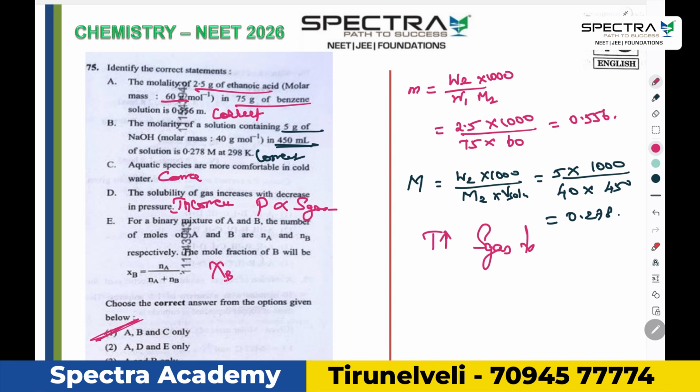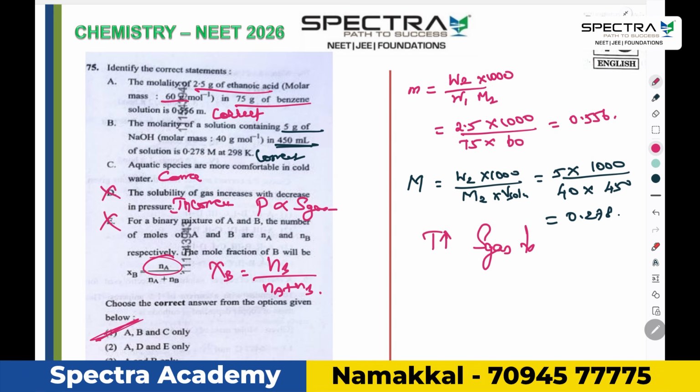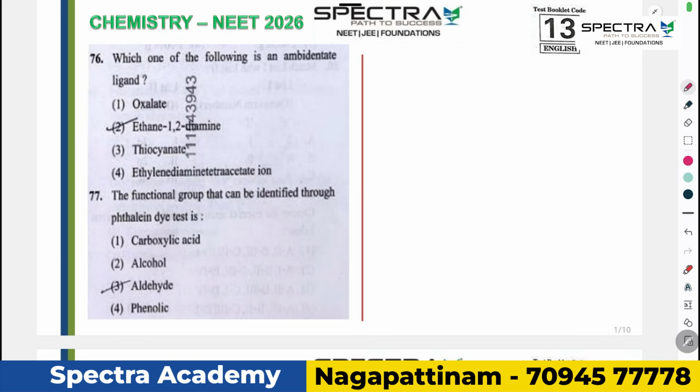Then xb, the mole fraction of b, should be nb by na plus nb. It is given as na. So this is also incorrect. So the correct statements are A, B and C. Hope you all have done this very well. Thank you.